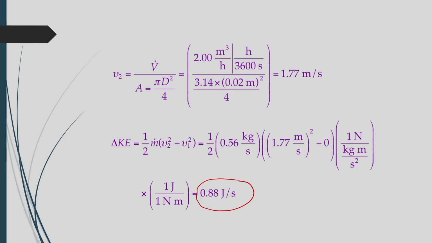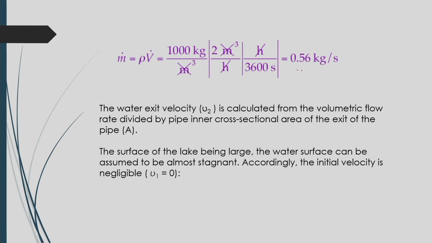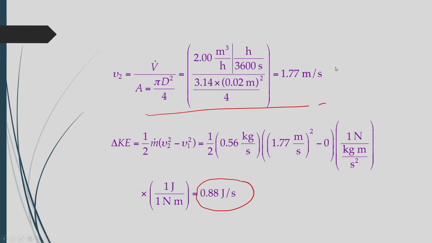So, from hour to second, you have to use the conversion factor of 3600. Finally, here in the slides the detailed calculation of this v2 is given, and the mass flow rate is also given here as 0.56, and then finally this kinetic energy is like this.